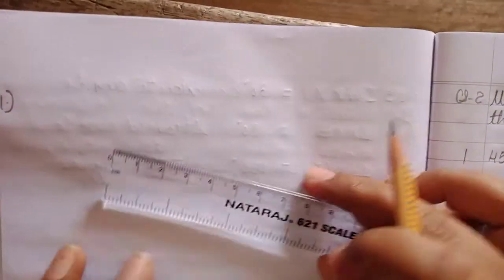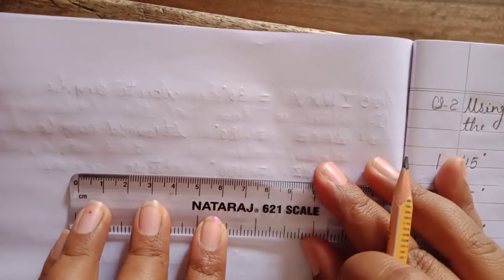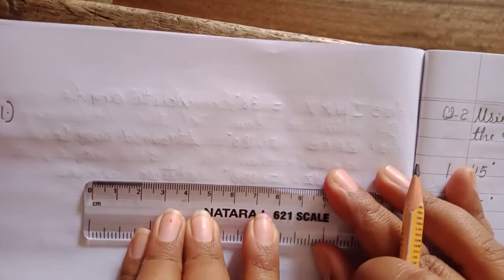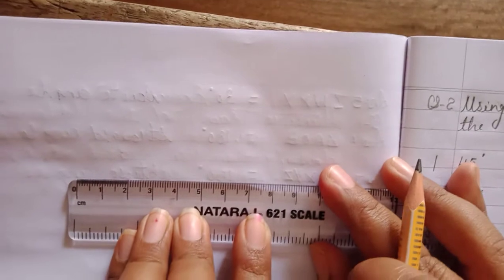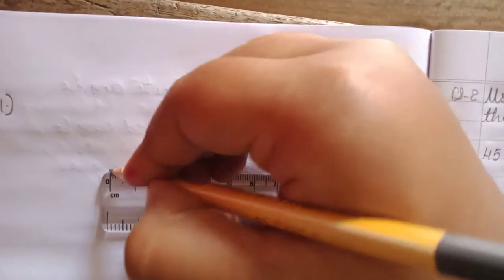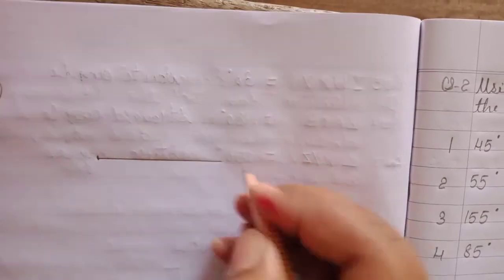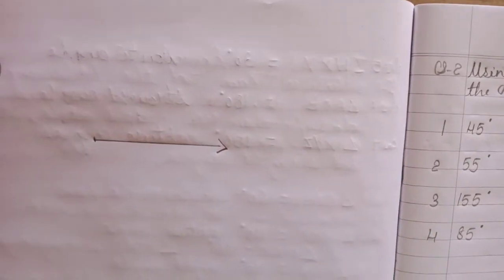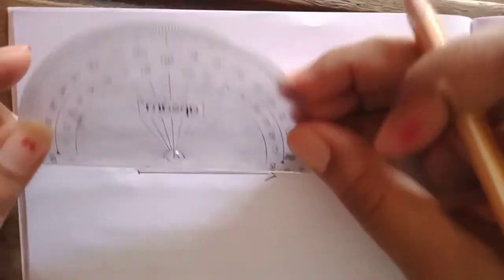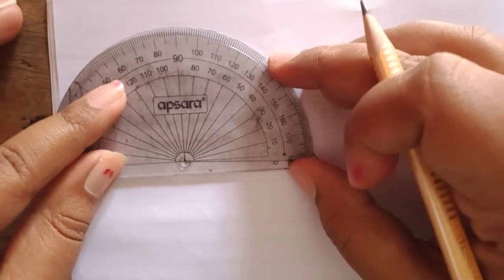First we have to draw an arm. Any measurement you can take. I am taking here 5 centimeters, so from 0 to 5. Here you put the end point and here you put the arrow, which means it is a ray, and we have to keep the center point of the protractor at this end point.